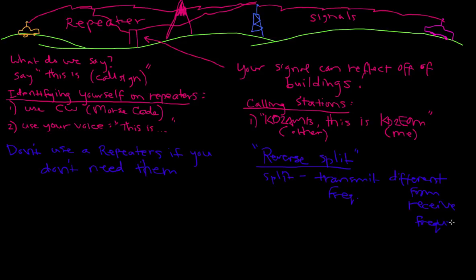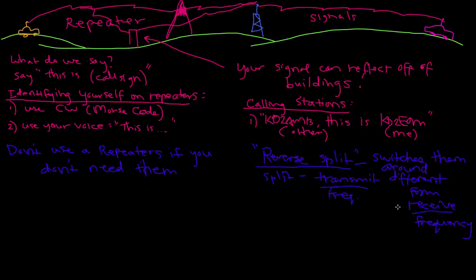Okay, so the reverse split function on your transceiver switches around the frequencies. So if you set one frequency as the transmit frequency and one as the receive, they'll switch around. The transmit frequency will become the receive frequency, and the receive frequency will become the transmit frequency. You may be asking, why would you possibly want to do that? The reason is that sometimes this way you can better hear the other guy on the repeater's input frequency.